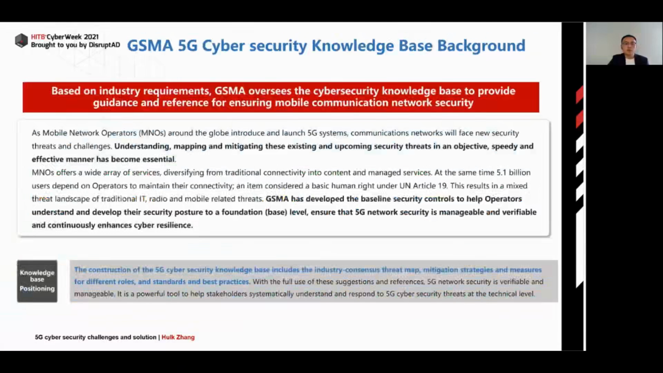All right, after understanding the challenges and the threats, we can conclude that although 5G is facing more risks, we are very confident that those risks are controllable, manageable, and able to be reduced. And also, in some aspects, 5G is more secure than 4G. Okay, in this part, let's have a look at the GSMA 5G cybersecurity knowledge base.